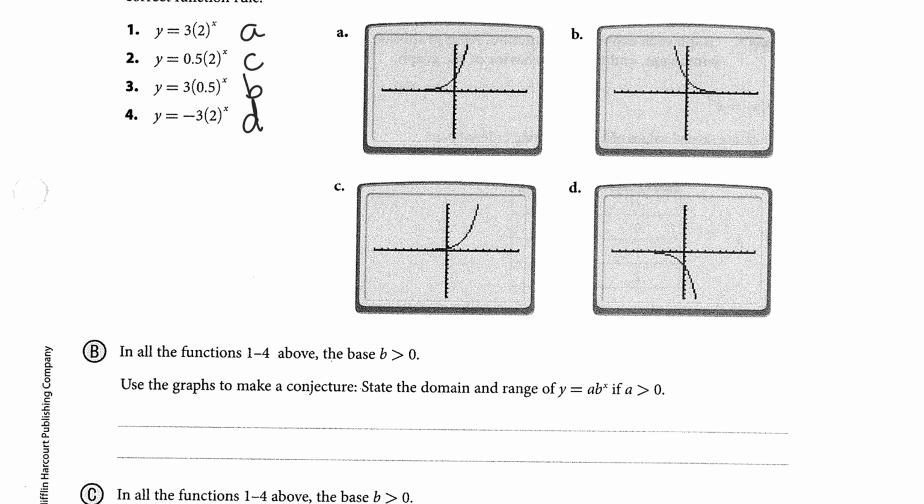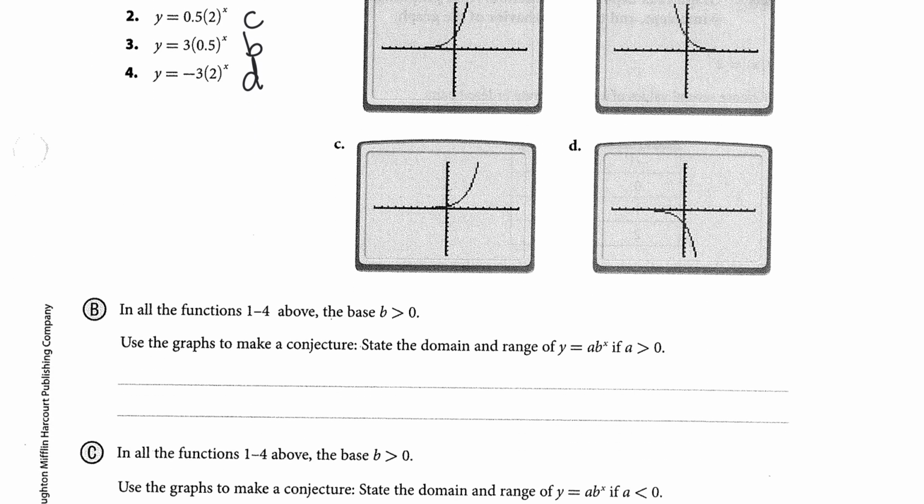In all the functions 1 through 4 above, the base b is greater than 0. Use the graphs to make a conjecture. State the domain and range of the function if a is greater than 0. Well, let's start with the domain and range. In the ones where a is positive, we see that they are above the x-axis.